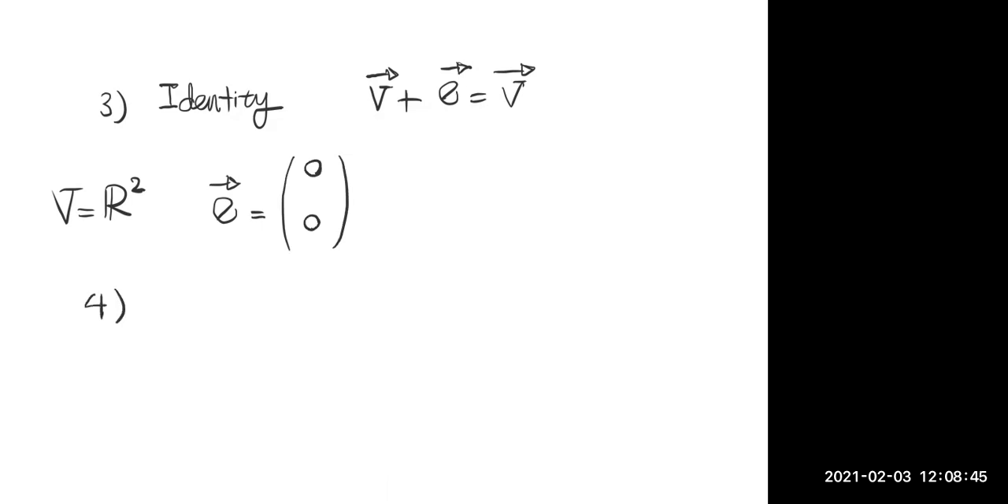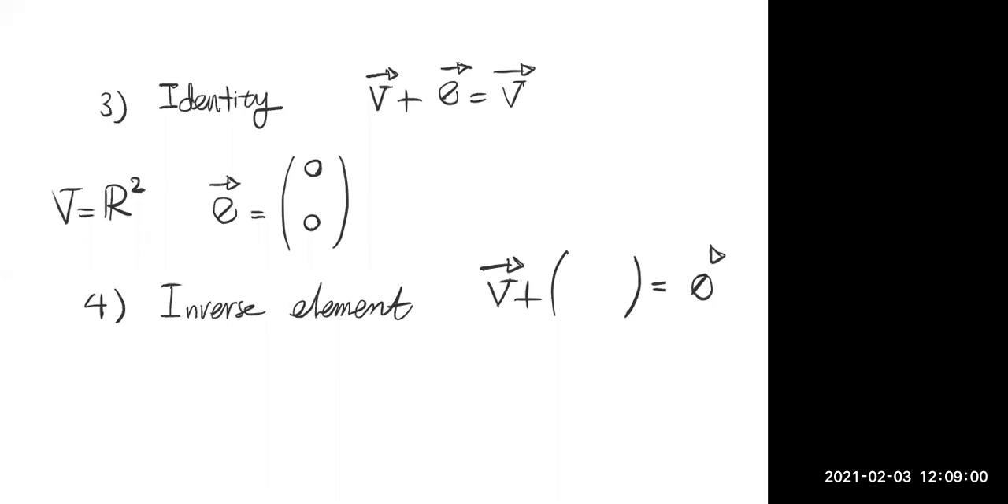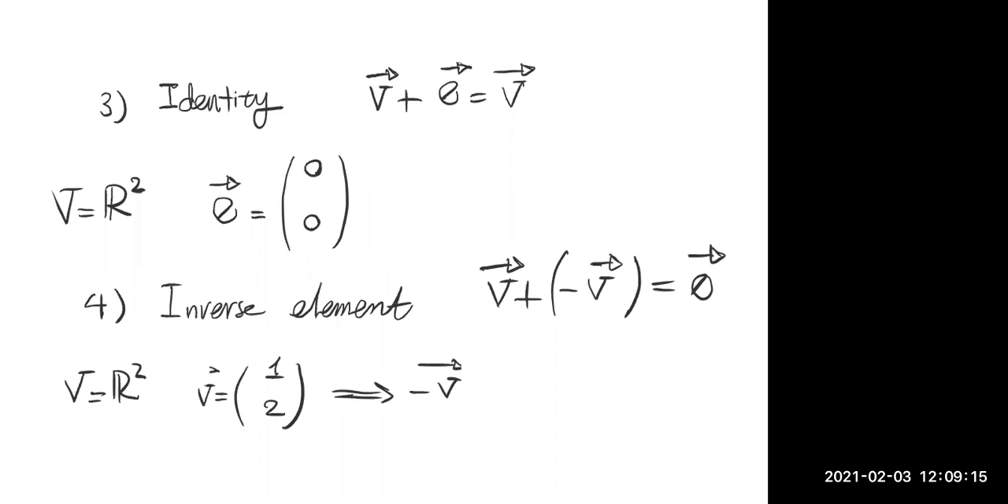Okay. The other property is, again, having an inverse element. For any vector v, there should be another vector, which if we add them, we would get this vector 0, and that other vector is just minus v. Again, in the case of R2, if you take a vector like 1 and 2, its inverse is just -1 and -2.